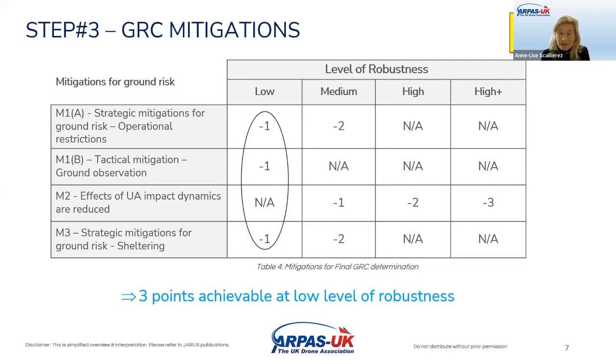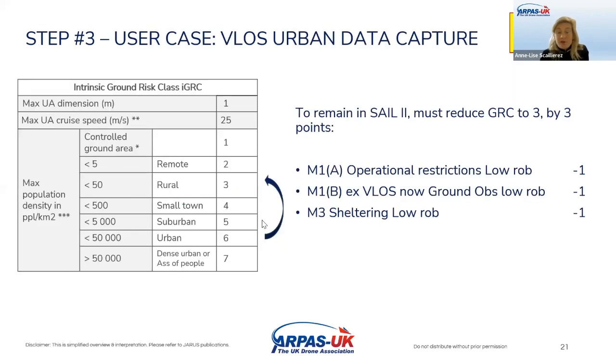The other element within that table is that the level of robustness is increasing from low to high and high plus, and that overall, at a low level of robustness, you can achieve three points of ground risk reduction. It means, just again, only focusing on operation of a smaller drone in VLOS in an urban environment, you can actually reduce your ground risk by 3 points. And whether you operate in Swindon or Bristol, in my little example, and achieve SAIL 2.